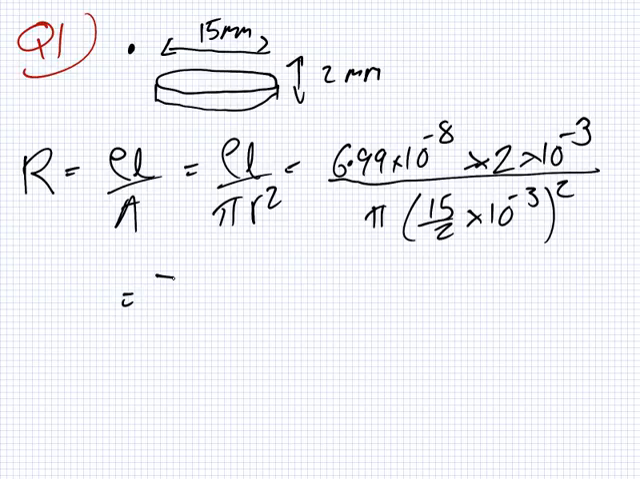7.9. What did you get? 7.9 multiplied by 10 to the minus 7. I got 79 multiplied by 10 to the minus 7. Oh, that's different. What did you get? 7.9 times 10 to the minus 7. We'll find out right now. Yes, this is correct. 7.9.